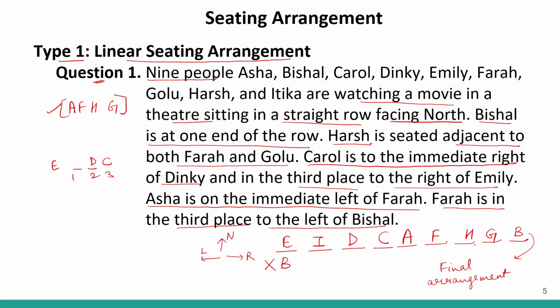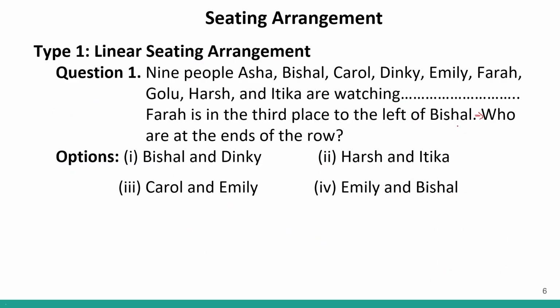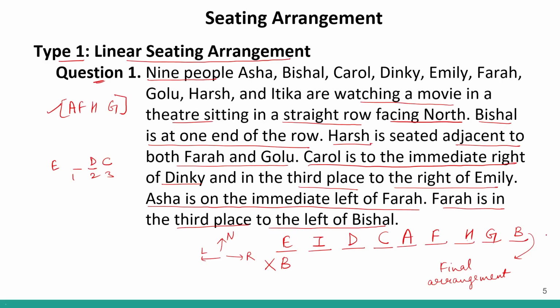Now, what is the question? The question asks who are at the ends of the row. So we have to find the persons who are at both the ends. If I look at this particular arrangement, who are at the ends? At one end we have E, and at the other end we have B. So E for Emily, B for Vishal. So we basically have Emily and Vishal at the ends, correct?